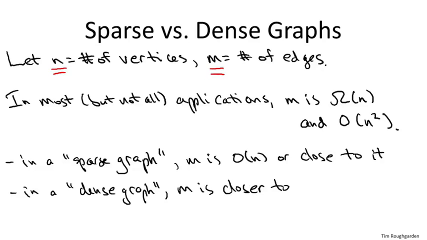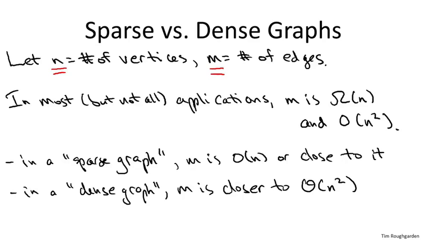Now I know this leaves ambiguity when the number of edges is something like n to the 3/2. Usually in that case you'd think of it as a dense graph. So usually anything which is more than n times some logarithmic terms, you'd think of that as a dense graph. But again, people are a little bit sloppy with this when they talk about graphs.